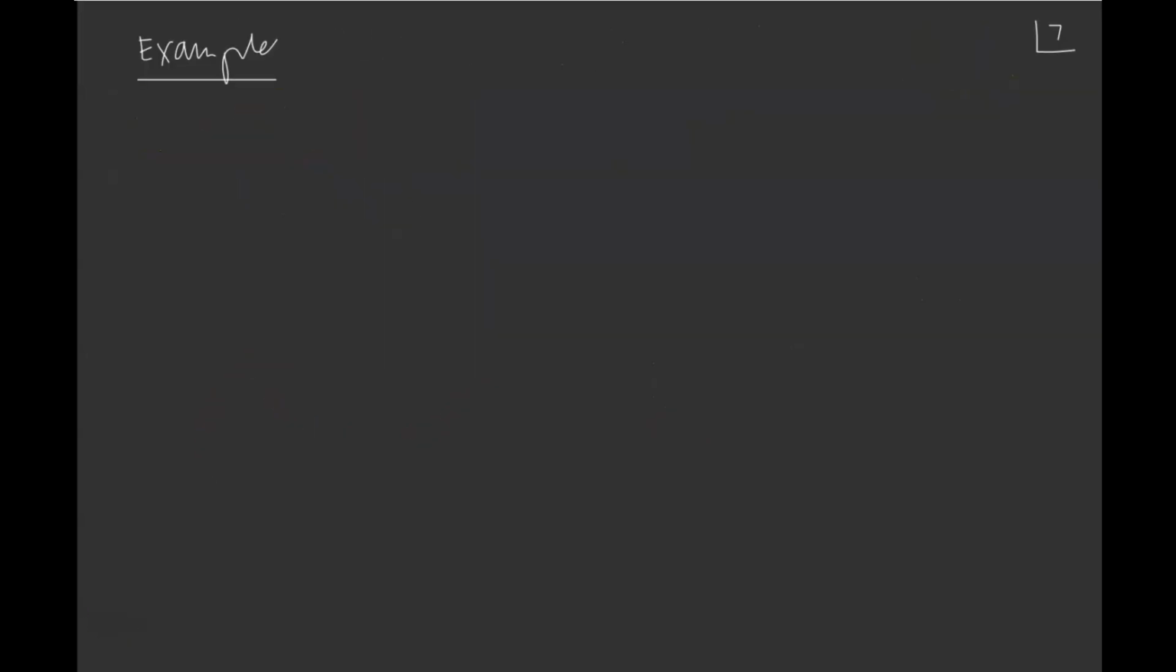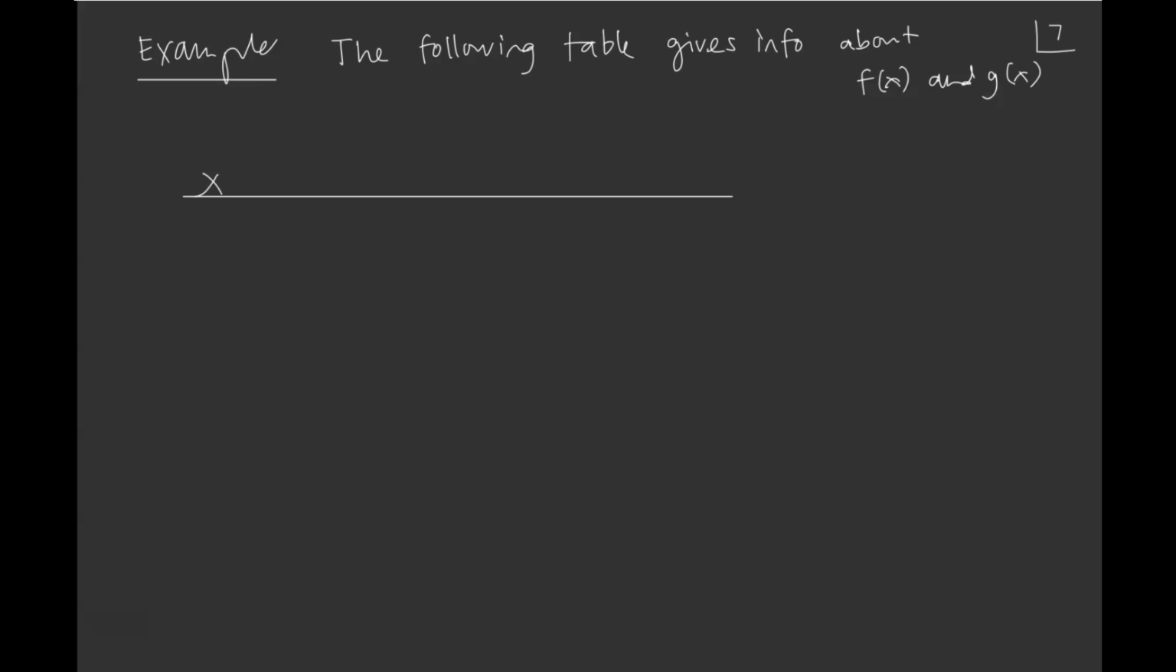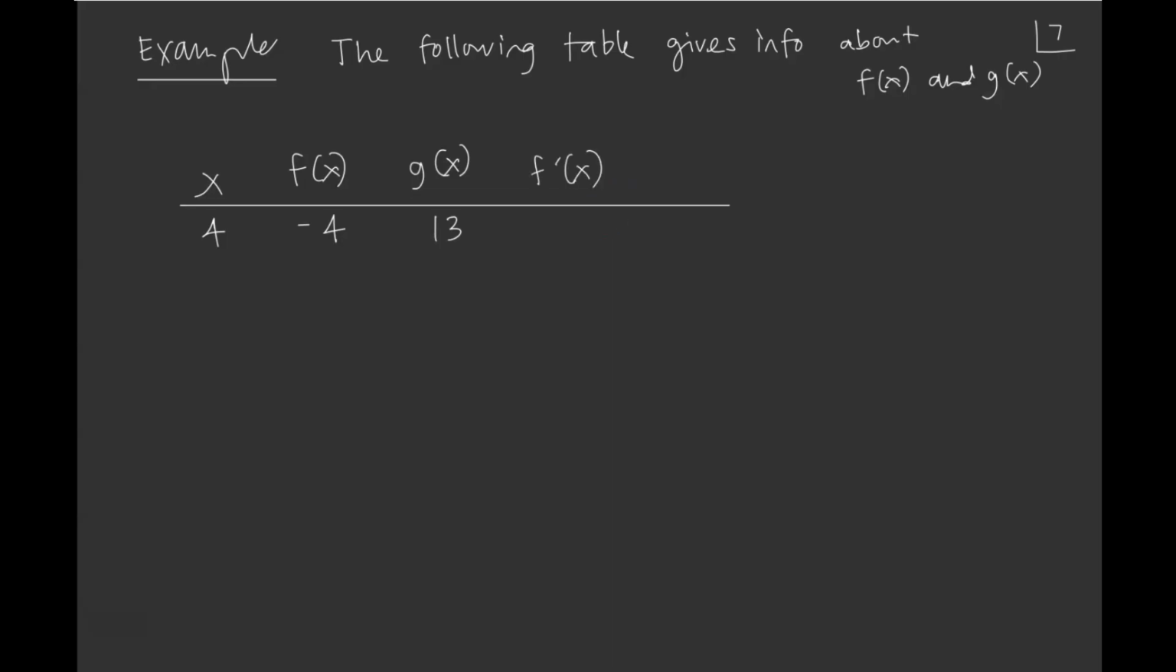For the next example, we're not given an equation for a function. We're given a table with certain values that we'll use to find the derivative. So the following table gives information about f of x and a function g of x. So we're going to say when x is 4, we know that f of x is negative 4, and g of x is 13. And when x is 4, f prime of x is, they tell us, 0, and g prime of x is going to be 8.